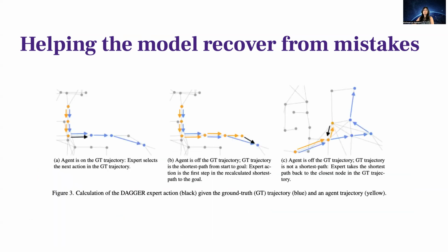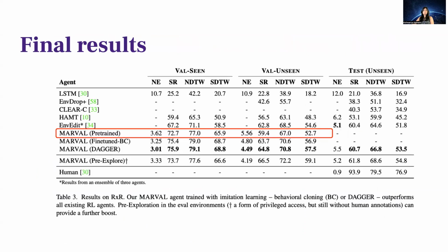The main weakness of behavioral cloning is that the state distribution seen in training differs from the state distribution induced by the agent during inference. In Dagger, during each iteration of fine-tuning, the dataset is augmented with trajectories of states visited by the current agent policy and actions given by an expert. Figure 3 explains the calculation of the expert actions. We find that most of the gains are captured in a single Dagger iteration.